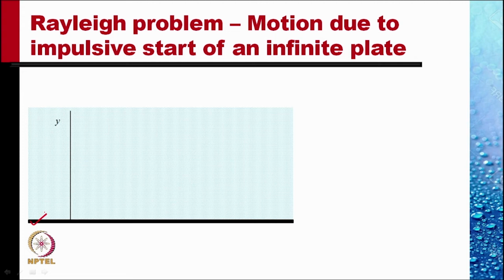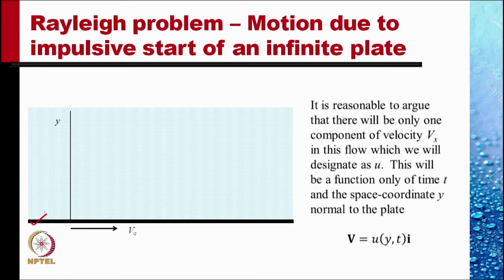What happens to the fluid on top? It is reasonable to argue that there will be only one component of velocity Vx in this flow, which we will designate as u. This will be a function only of time and one space coordinate y normal to the plate. So the velocity vector of the fluid, the velocity field, is simply the horizontal velocity u, which is now a function of y and t.